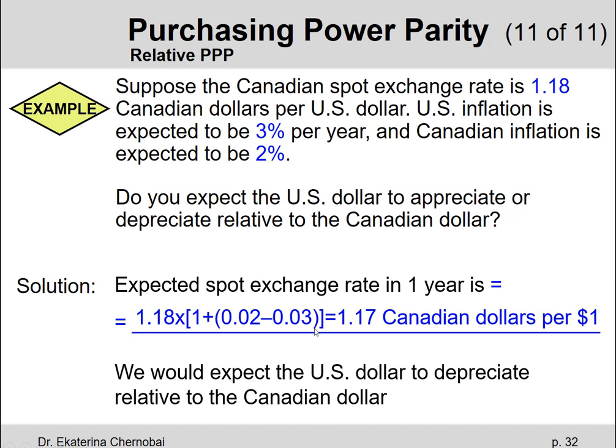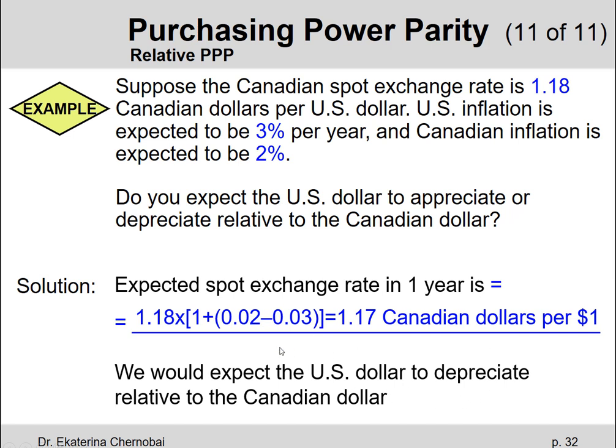And the other way around for the Canadian dollar. The Canadian dollar is expected to appreciate or get stronger against the US dollar. Because let's say Canadians traveling to the United States would be exchanging fewer Canadian dollars to get each US dollar, which is a good thing for them, but a bad thing for the US.